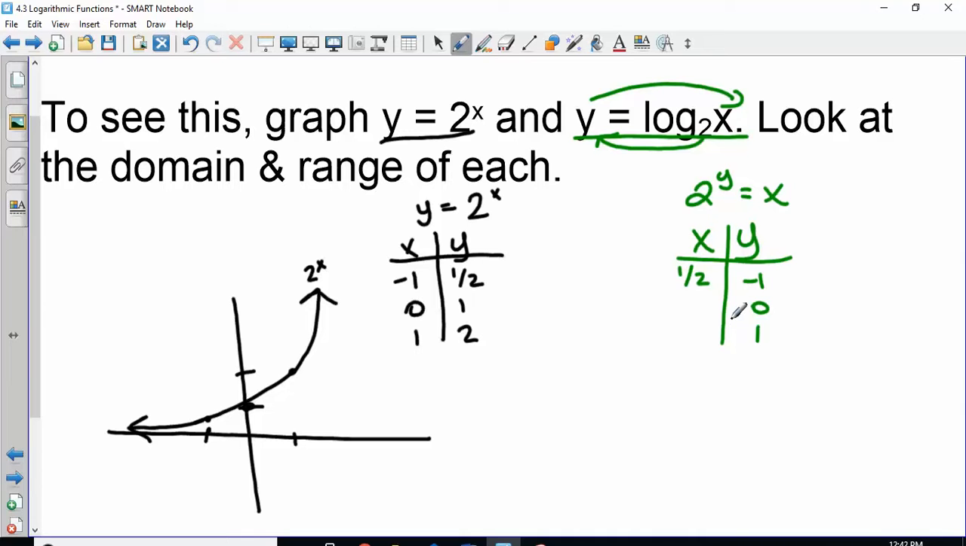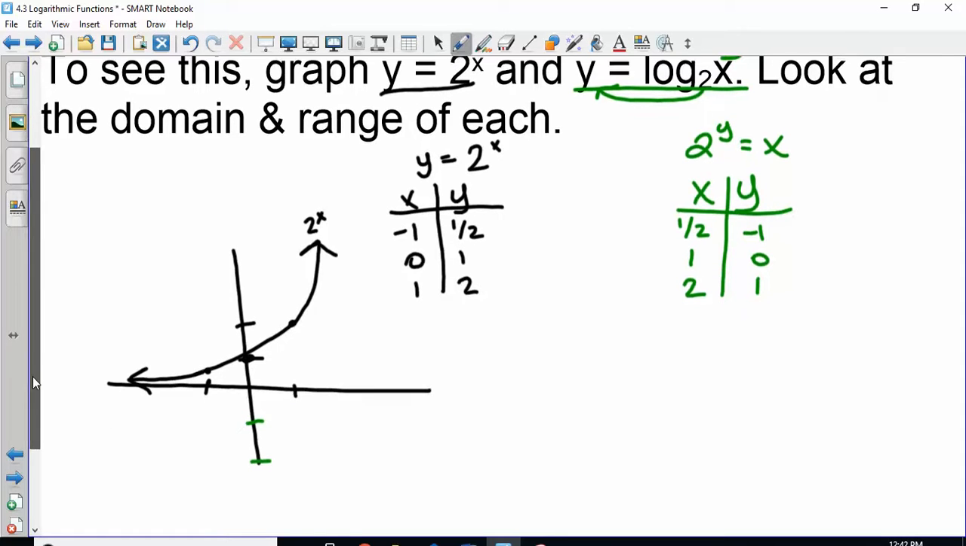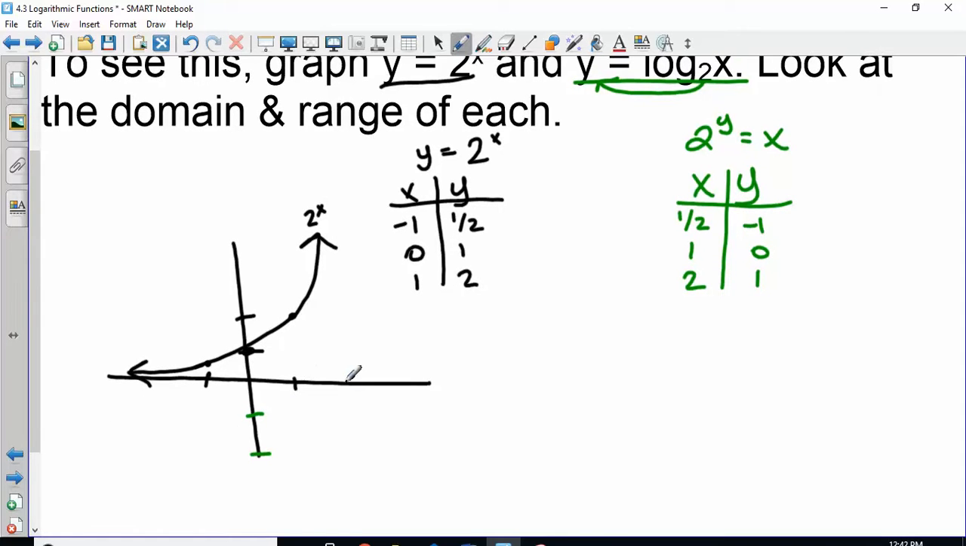So 2 to the -1 is 1/2. 2 to the 0 is 1, and 2 to the first is 2. I'm going to go ahead and just graph it on the same one. So I get 1/2, -1; 1, 0; 2, 1. So how are these things related?